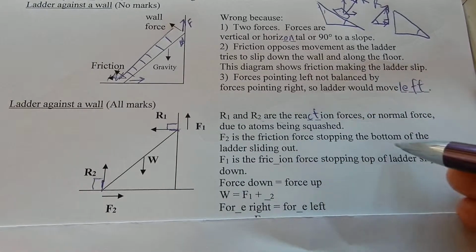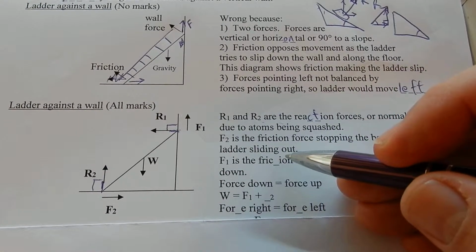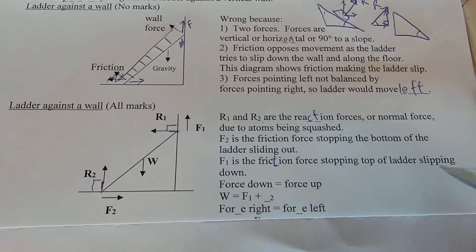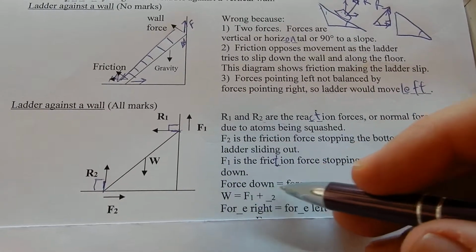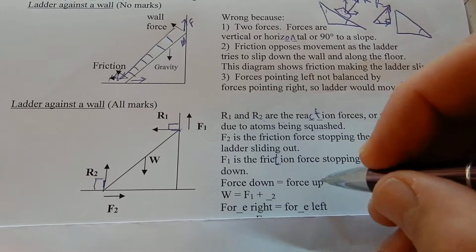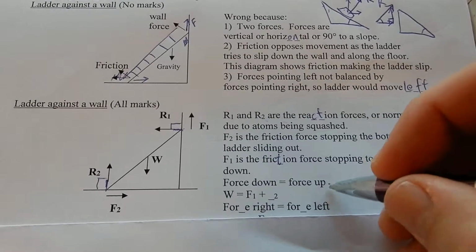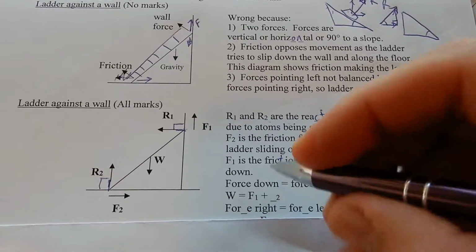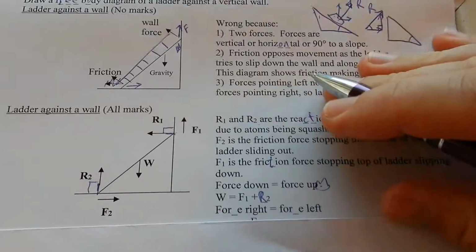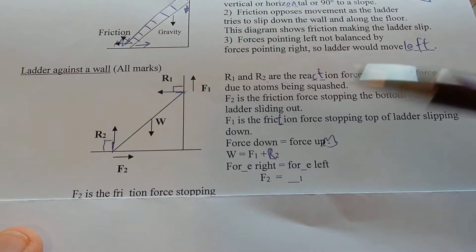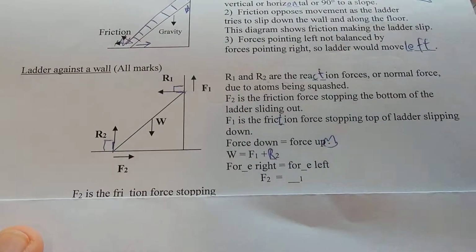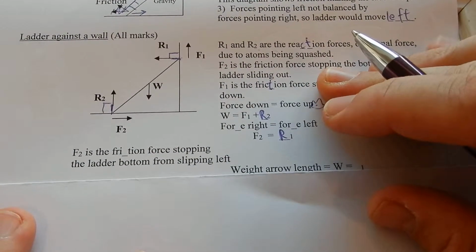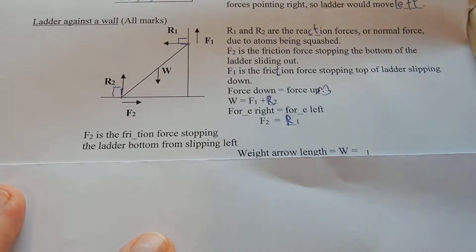F2 is the friction force stopping the bottom of the ladder sliding out. F1 is the friction force stopping the ladder sliding down. Force down equals force up: W equals F1 plus R2. Force right equals force left: F2 equals R1. F2 is the friction force stopping the ladder bottom from slipping left.